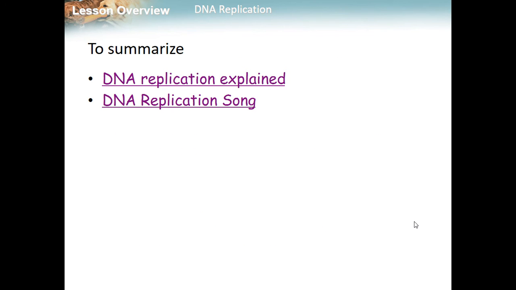Here are the two other movies. These other two movies are linked inside of your Schoology. So one is just basically DNA. It goes over all of those replication things that we just covered in our slides. And of course, I always like to have a DNA song, so there's a DNA song on there that we'll be talking about replication.